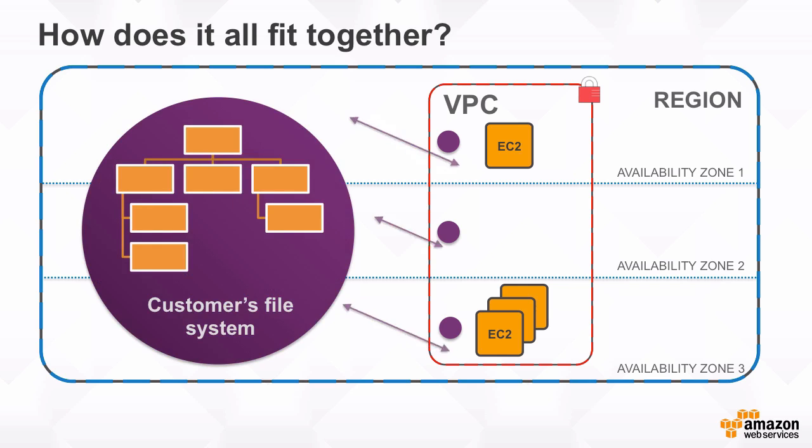So how does this all fit together? The customer file system is presented through one or more mount points in a VPC, and within this VPC you can use this mount point, the DNS name or the IP address that is provided, to mount the file system using an NFS client in one or more EC2 instances.